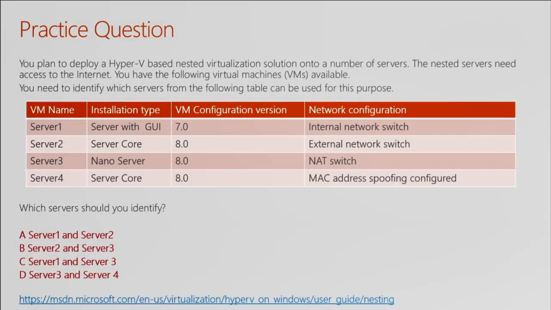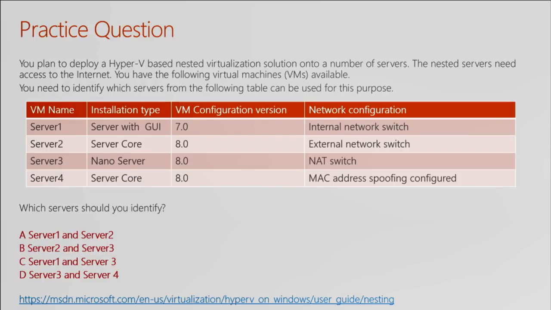Practice question. You plan to deploy a Hyper-V based nested virtualization solution onto a number of servers. The nested servers need access to the internet. You have the following virtual machines available. You need to identify which servers from the following table can be used for this purpose. Shout. We're saying D. Okay. So I'll talk you through that one.